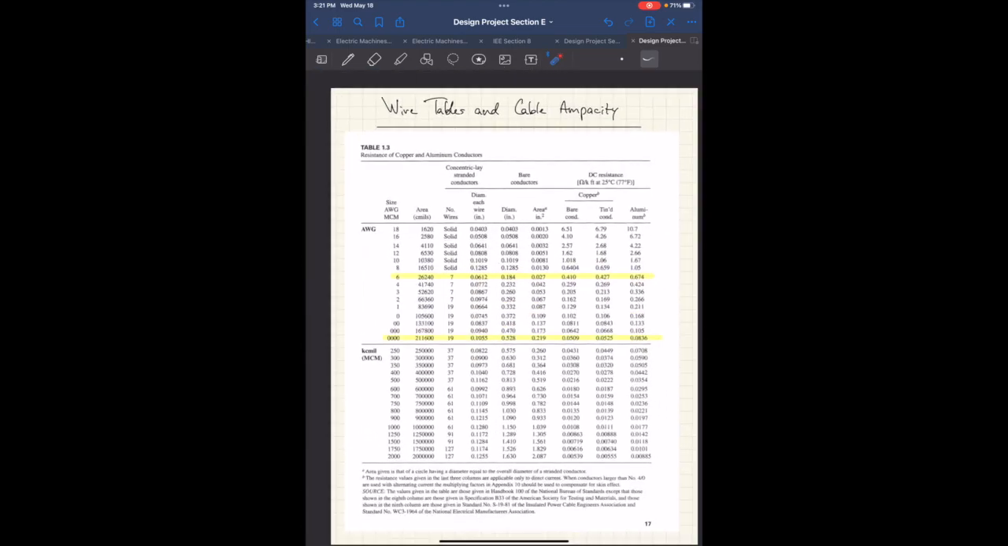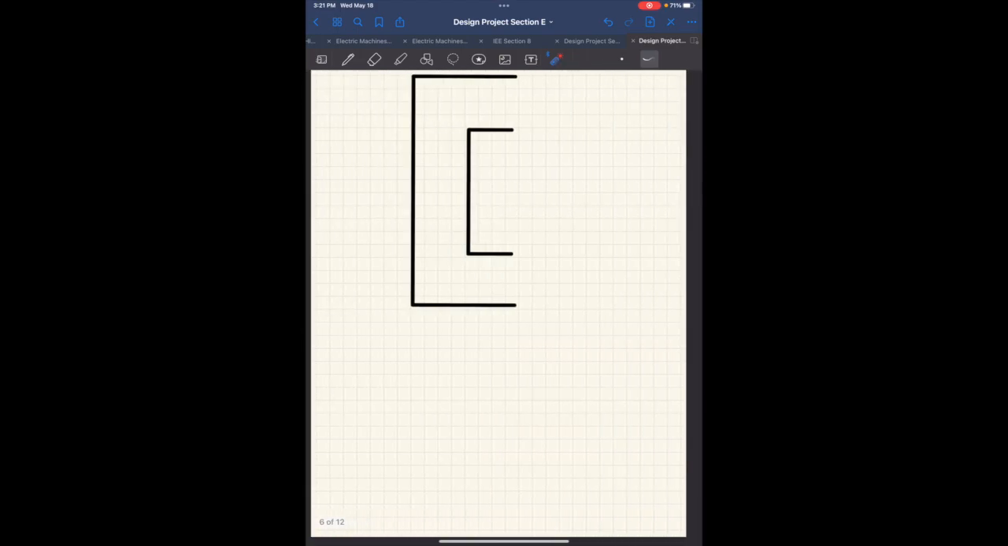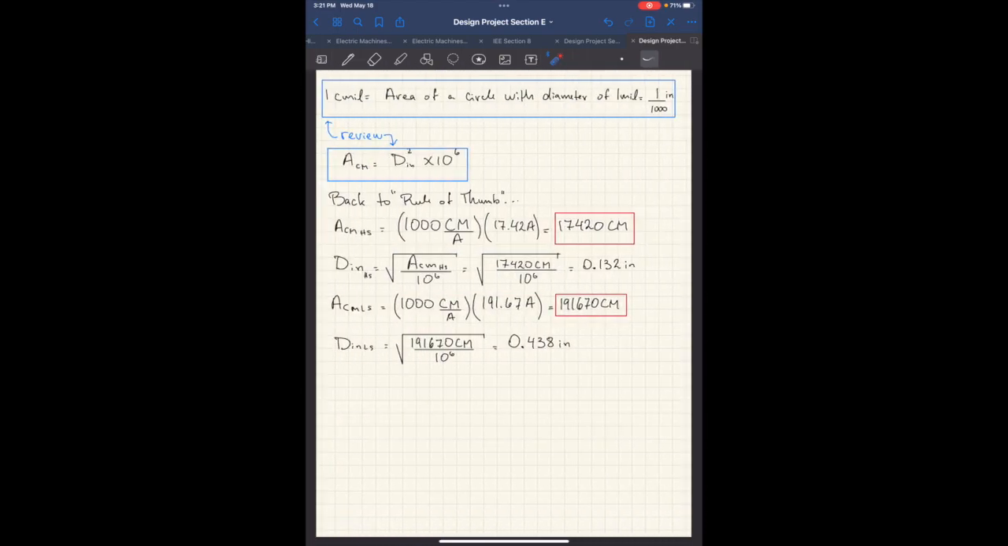Okay? So, let's talk about skin effect. Let's talk about it here. Okay, so skin effect.